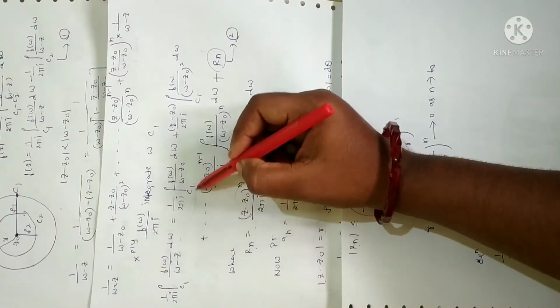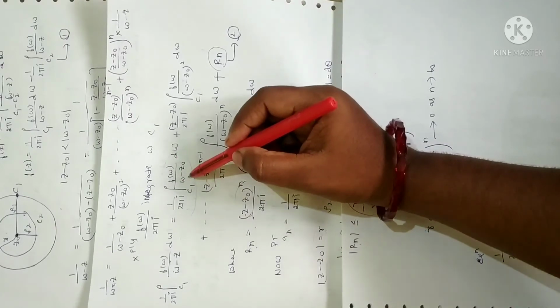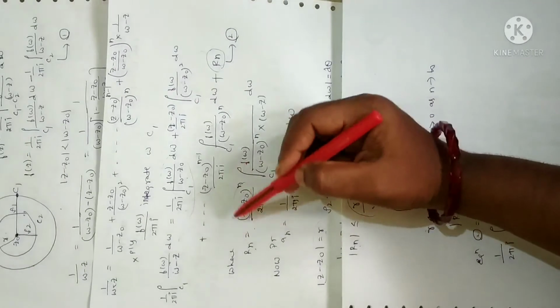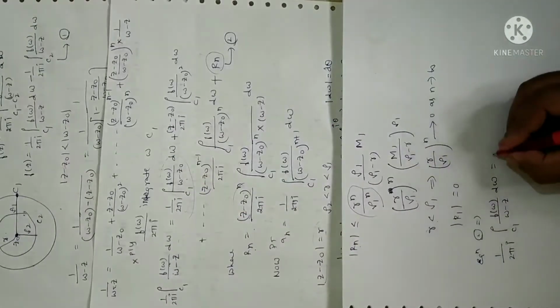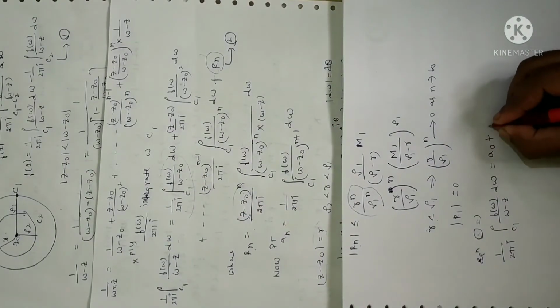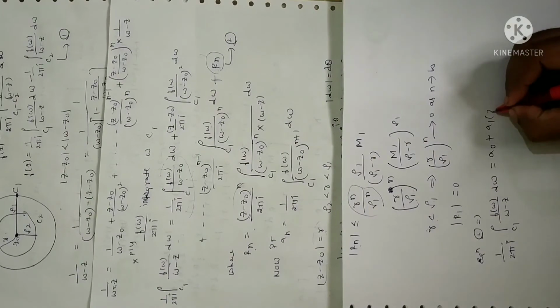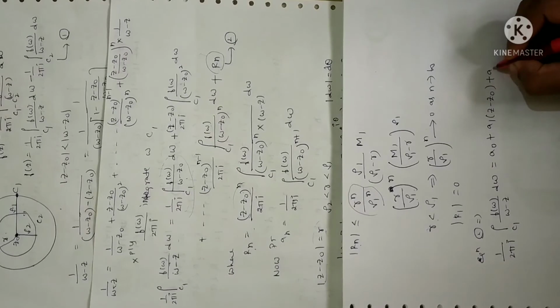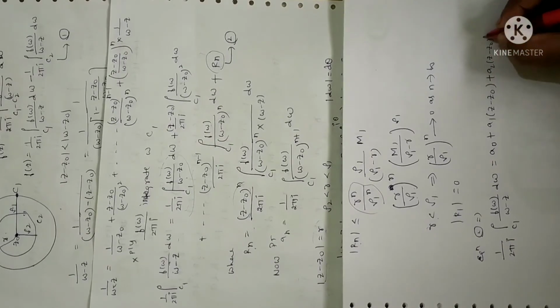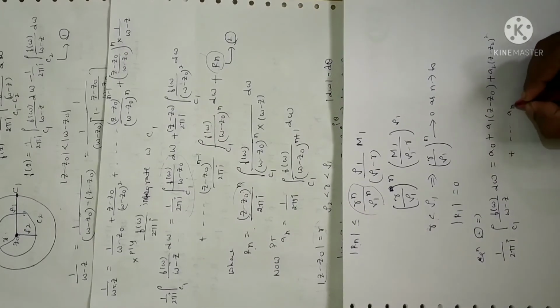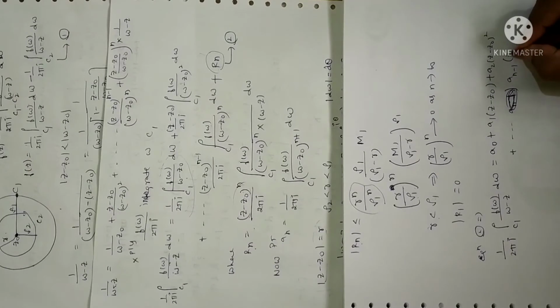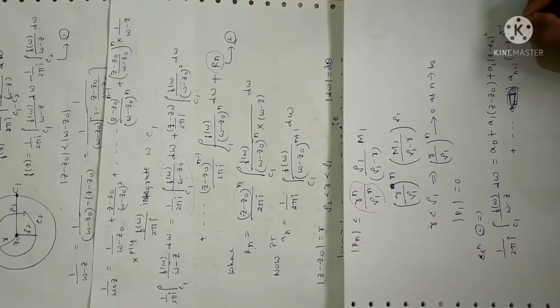So this term will be f of z naught, and this term will be f dash of z naught, again f double dash of z naught you are going to get. Instead of that, let me replace it with a naught plus, you just listen to me, next step you will understand. So a1 into z minus z naught plus a2 into z minus z naught the whole square plus so on, an minus 1 into z minus z naught whole power of n minus 1, so on.